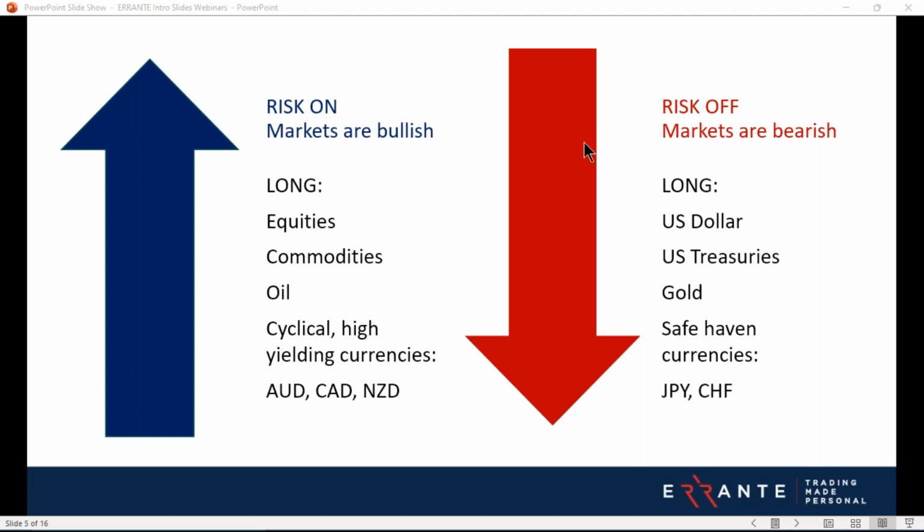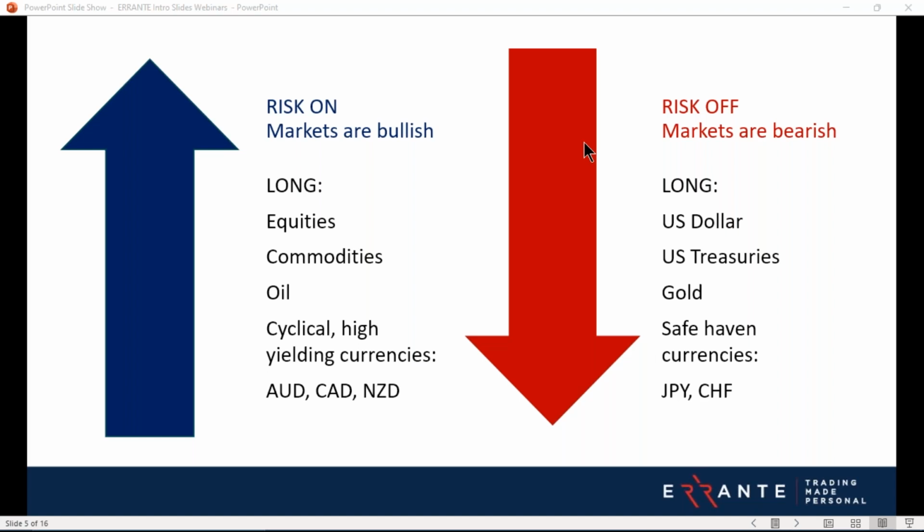So what do we mean by safe haven currencies, first of all? These are currencies expected to hold on to or increase in value in times of uncertainty, in times of geopolitical or market stress, so general market turbulence. And there are three main safe haven currencies. Those are the US dollar, the Japanese yen, and the Swiss franc.